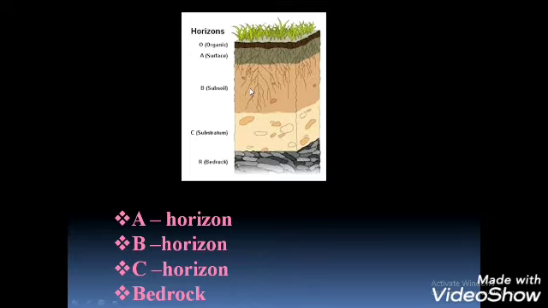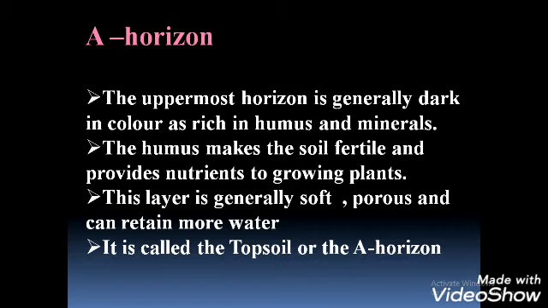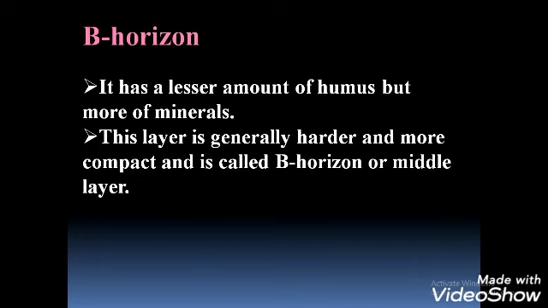Second one is B horizon. We know that this A horizon provides shelter for many living organisms such as worms, rodents, moles and beetles. Okay, the roots of small plants are embedded entirely in the topsoil, this A horizon. Okay, the next layer has a lesser amount of humus but more of minerals. This layer is generally harder and more compact, and this layer is called what? B horizon or middle layer.